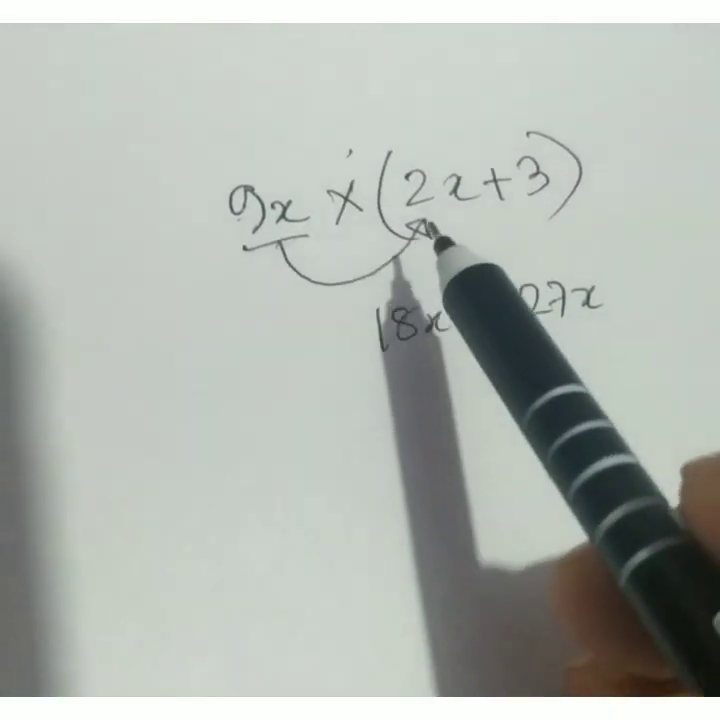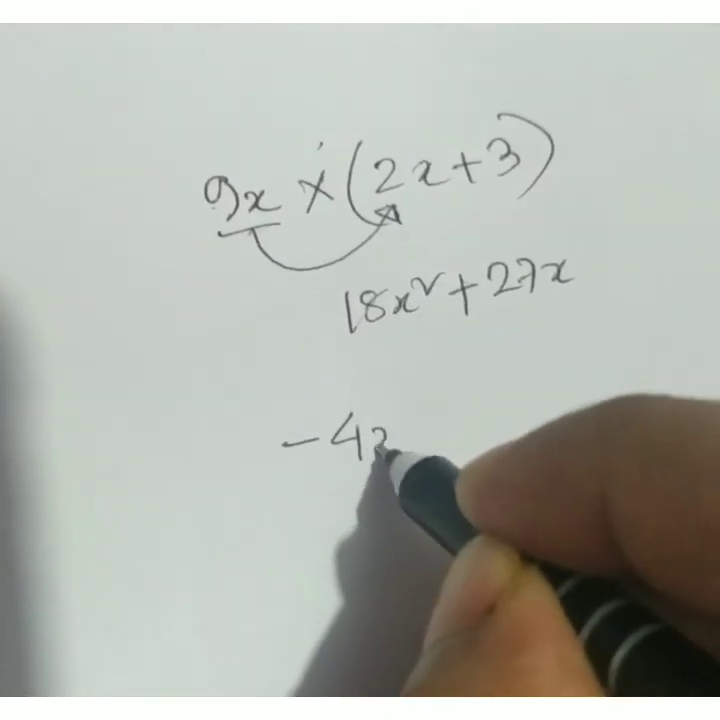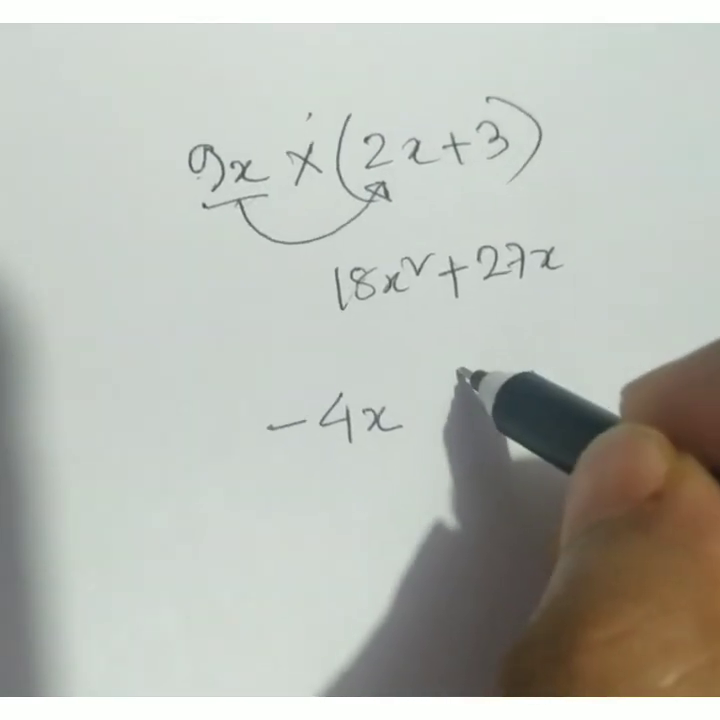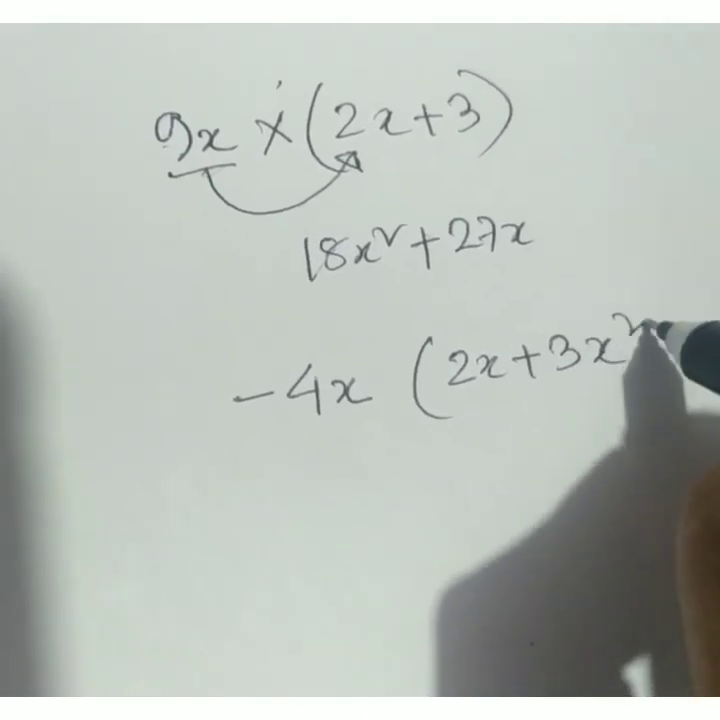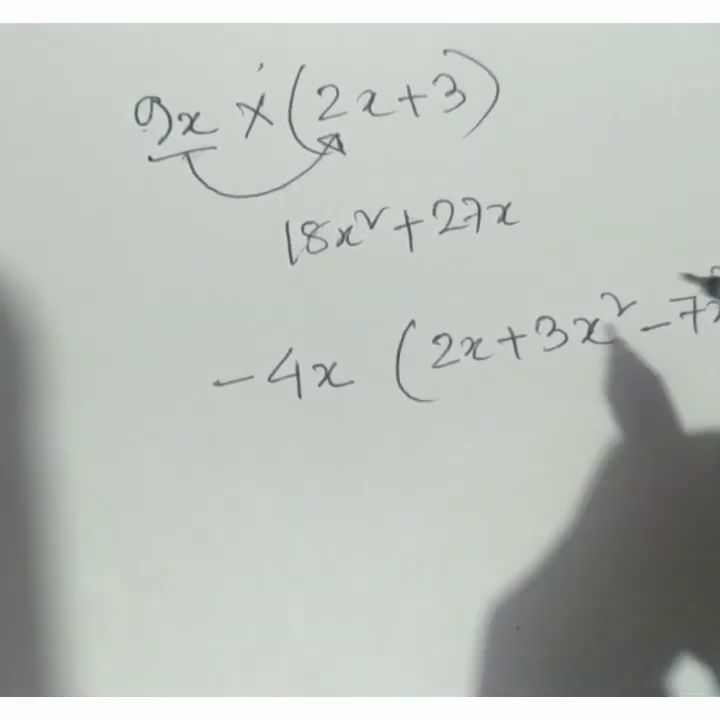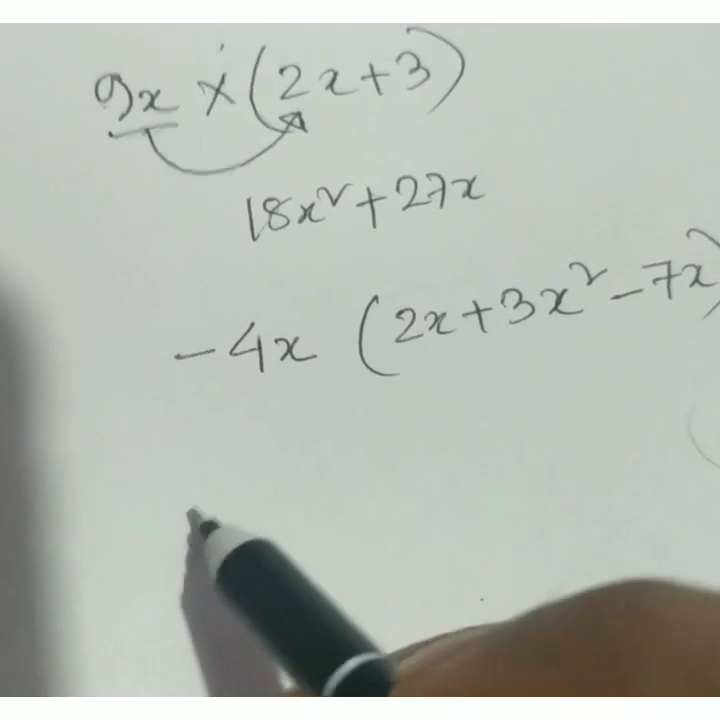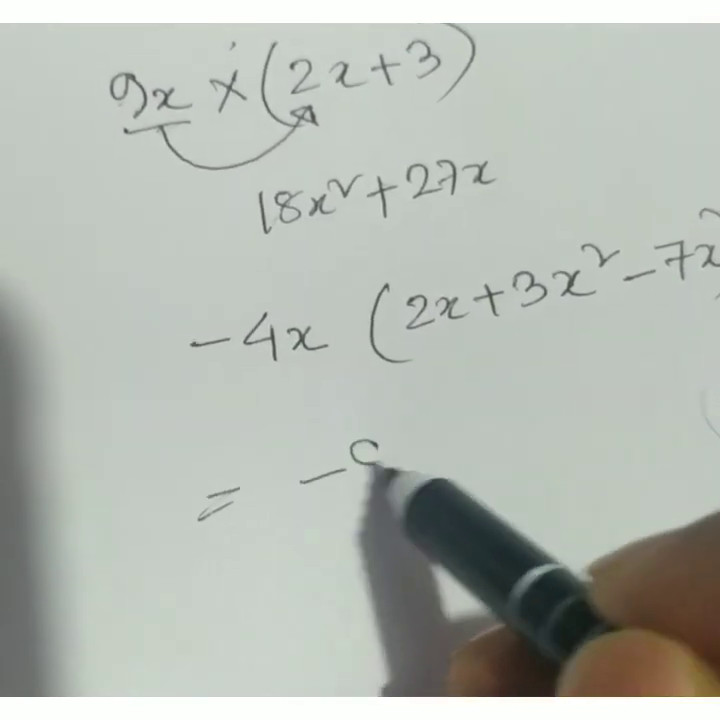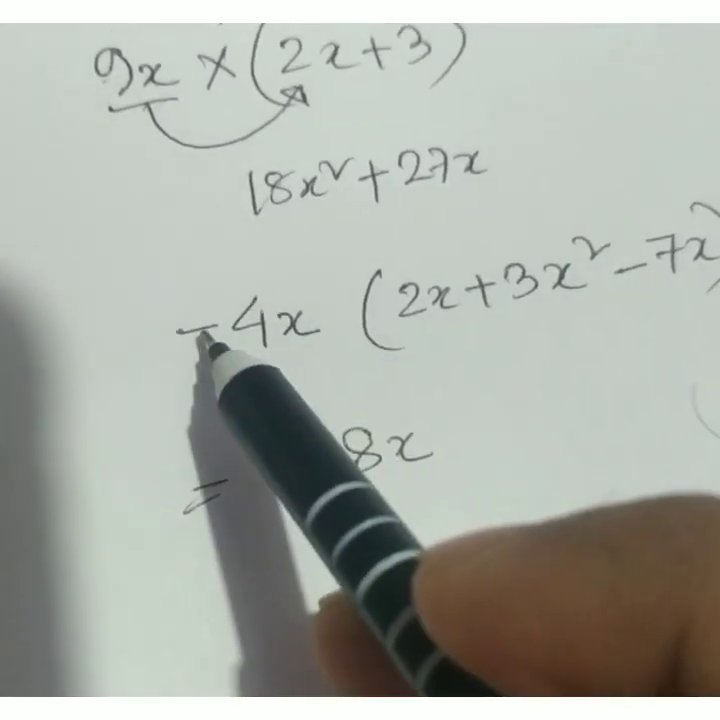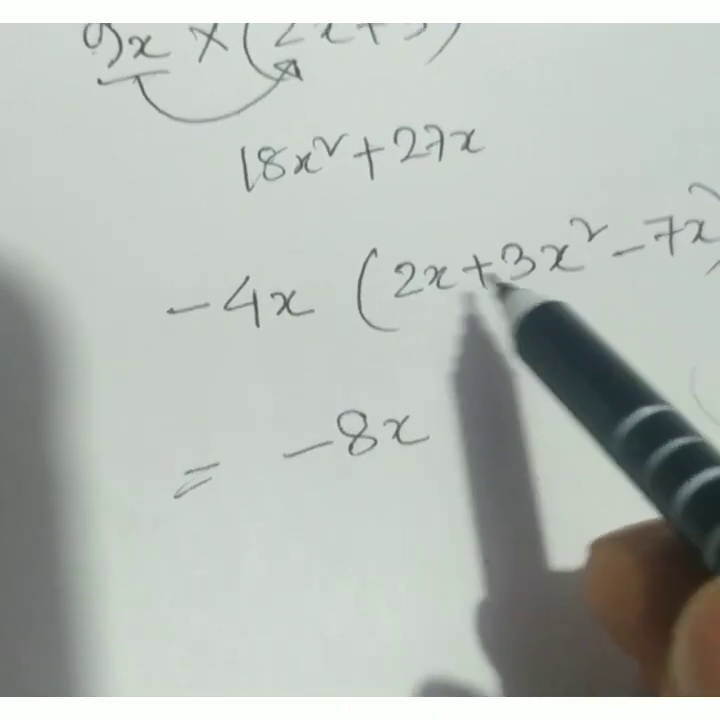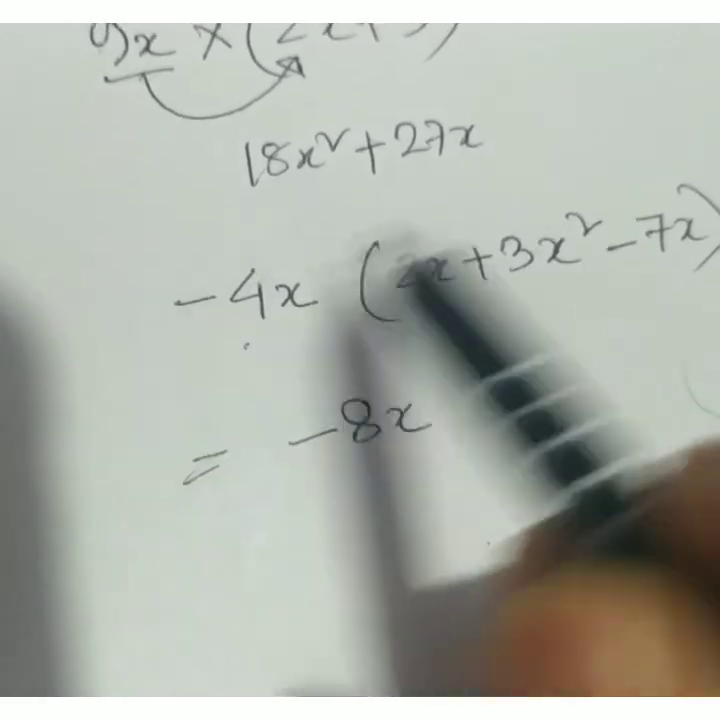One thing we need to be careful about when doing division is, suppose you are multiplying minus 4x into 2x plus 3x square minus 7x. When we are multiplying, minus 4 into 2x is minus 8x, and minus 4x into plus 3x square. First of all, we need to multiply the signs, then the numbers, then the variables. Okay, this is how it goes.